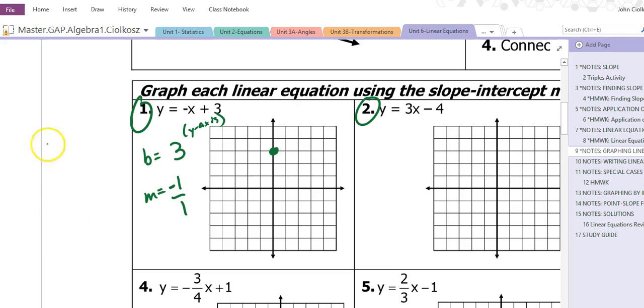So let's think about this. For our m, if we have our fractions here, so on the bottom, positive means to the right. Negative means to the left. On the top, positive means up. Negative means down. So this means down 1, right 1. So down 1, right 1. Down 1, right 1. You want to try and get a few of those points on there. It just makes your line look a bit neater.